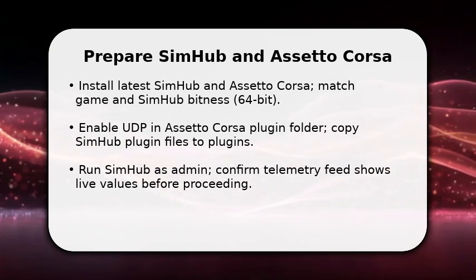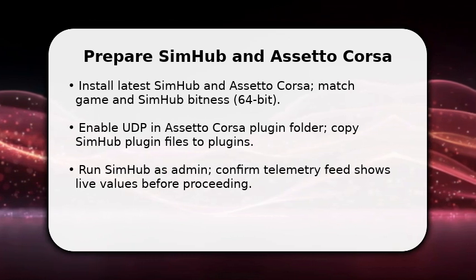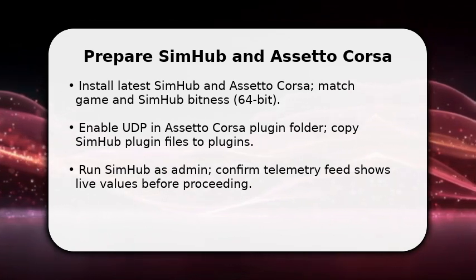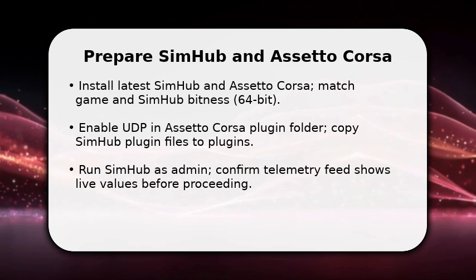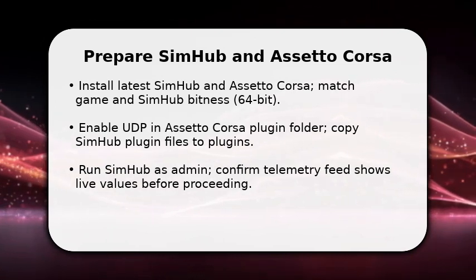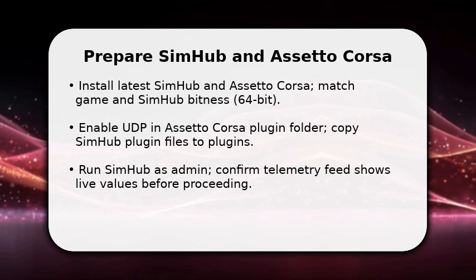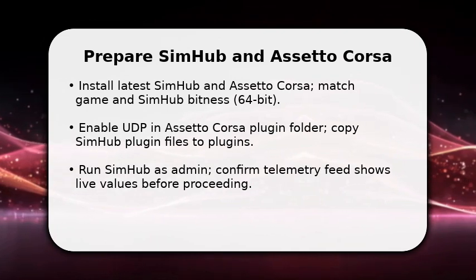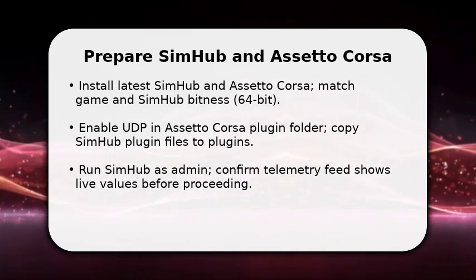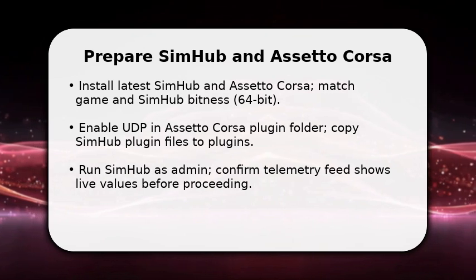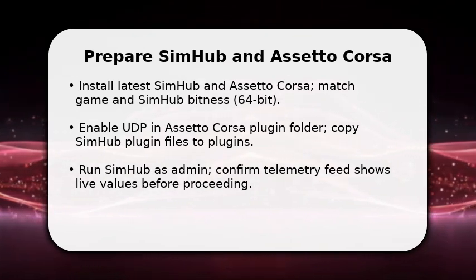Once done, open Assetto Corsa's plugins folder and enable the UDP/Simhub plugin by placing the provided DLLs there. Make sure to run Simhub as administrator so it can bind to ports. You'll know it's correct when Simhub's telemetry tab shows live RPM, speed, and gear signals. Then move to profile setup.